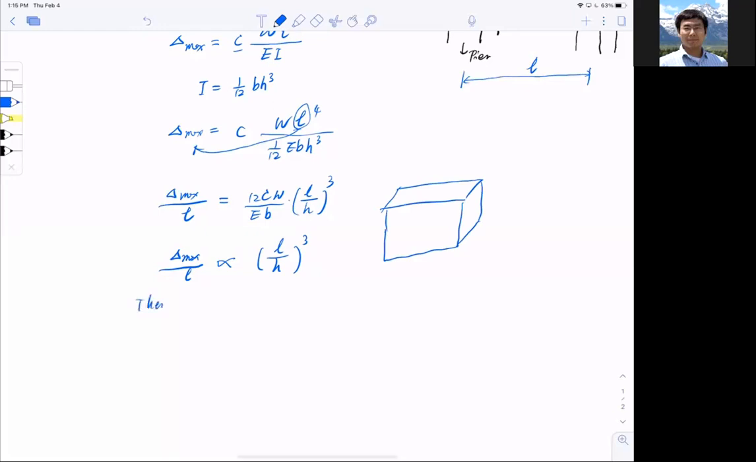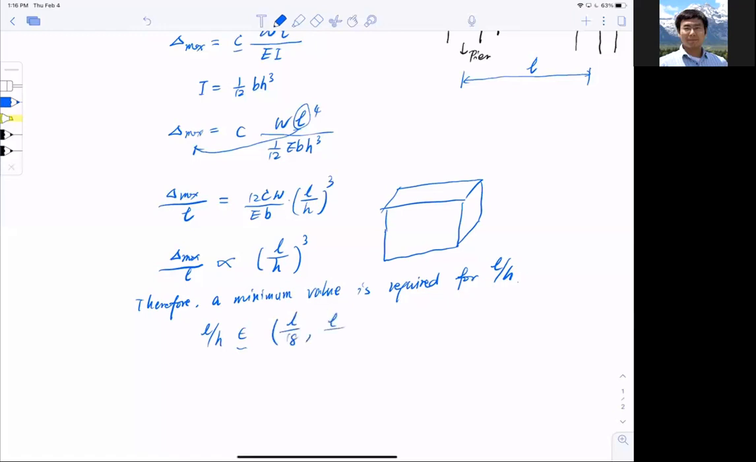Therefore, a minimum value is required for L over H. That means L over H should have a range. This mathematical symbol means belongs to. And the range bracket means bigger than or equal to L over 18, and L over 12.